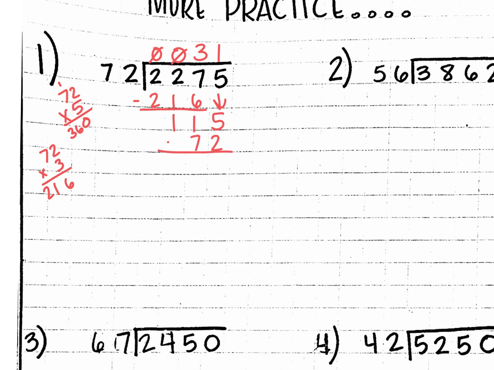And then 72 times 1 is 72. And then I subtract, because I divide, I multiply, now I subtract. And this leaves me with 43. So my remainder is 43. So my final answer for this one is 31, remainder 43.